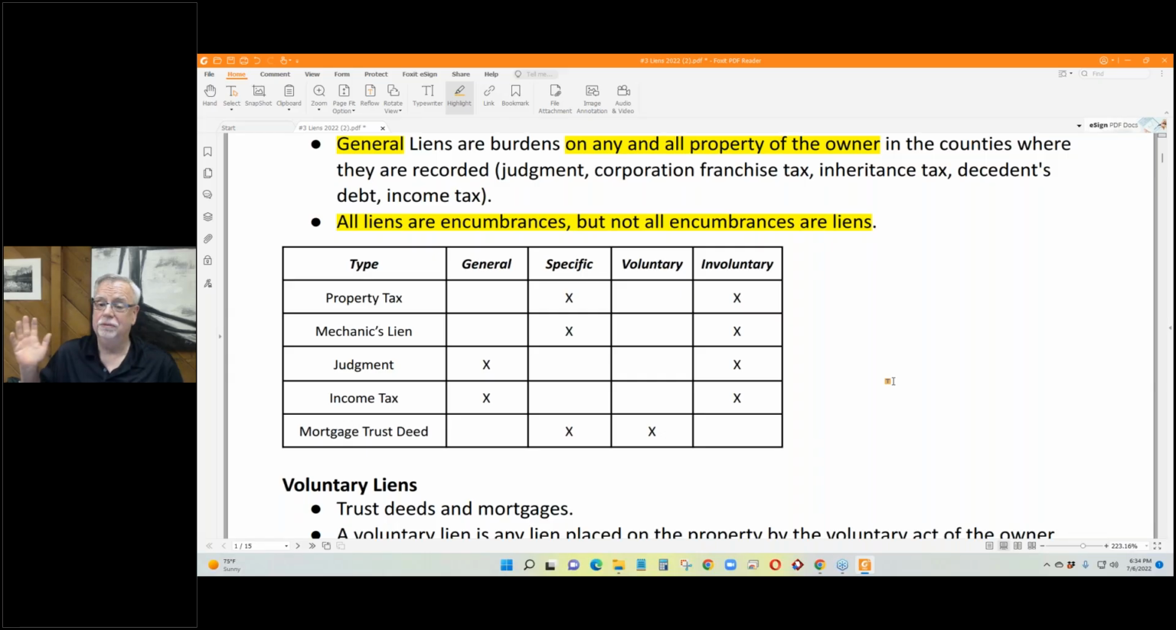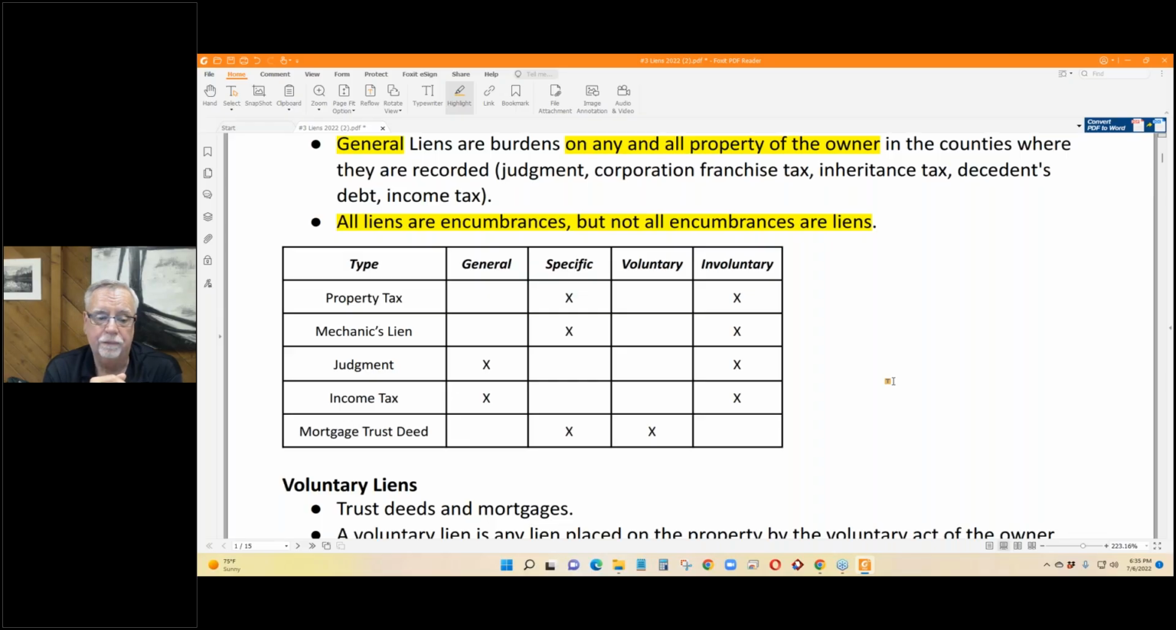Property taxes, I don't recall volunteering to pay property taxes, right? It's involuntary and it's specific in that if I don't pay my property taxes, it only affects the parcel that I didn't pay the taxes on. If for some reason it isn't worth the amount that I owe, they can't go get other parcels and lien them or take them or sell them because it's a specific lien. The mechanics lien, which we'll talk about later, is when you don't pay a contractor, they can lien the property that they performed work on, but they can't lien other property that you own.